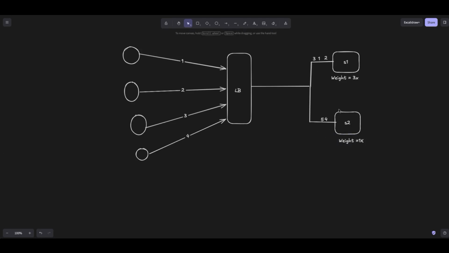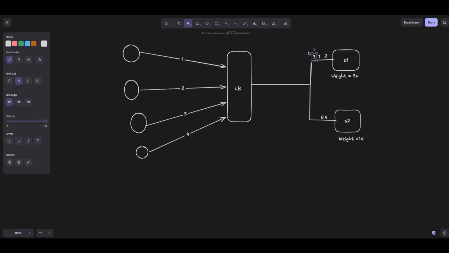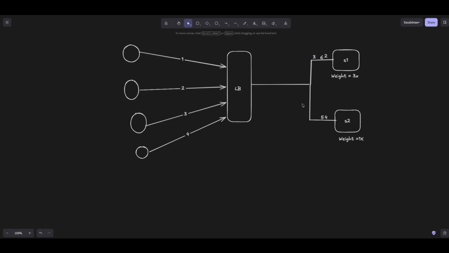Now it will check: this server is serving 2 requests, that one is serving 3, but its weight is 3 times, meaning the capacity is more. Meanwhile there is a possibility that the first request might be completed, so the sixth will be allocated to this server, and so forth. It will keep on happening like that.